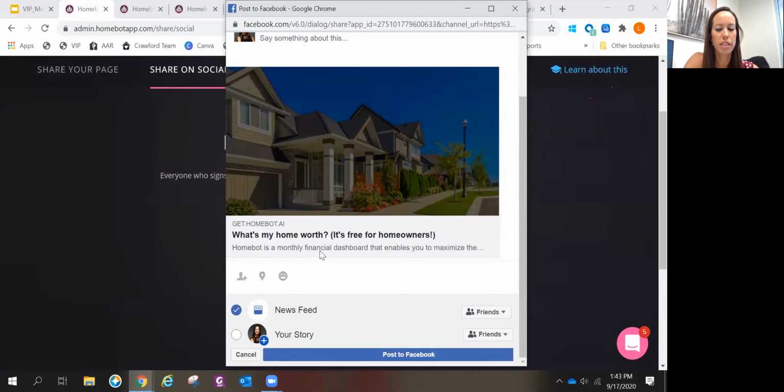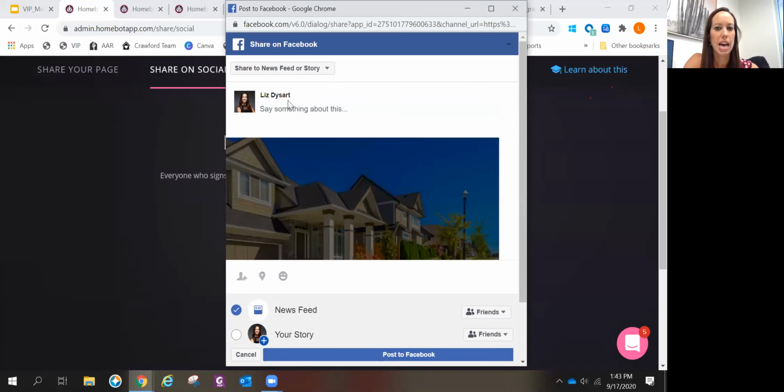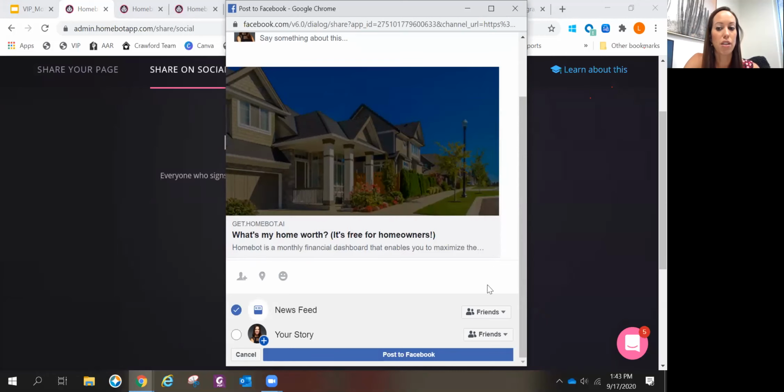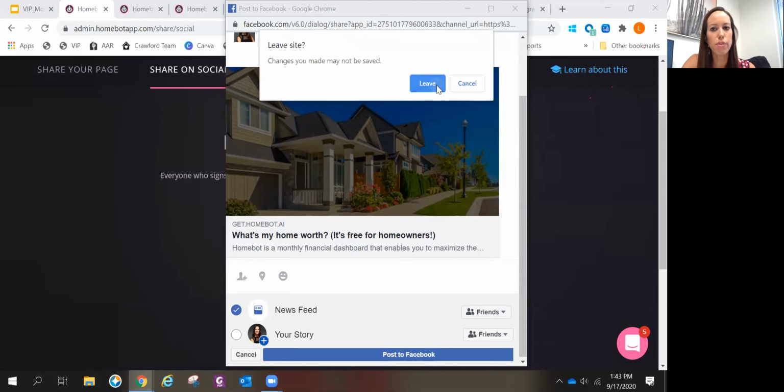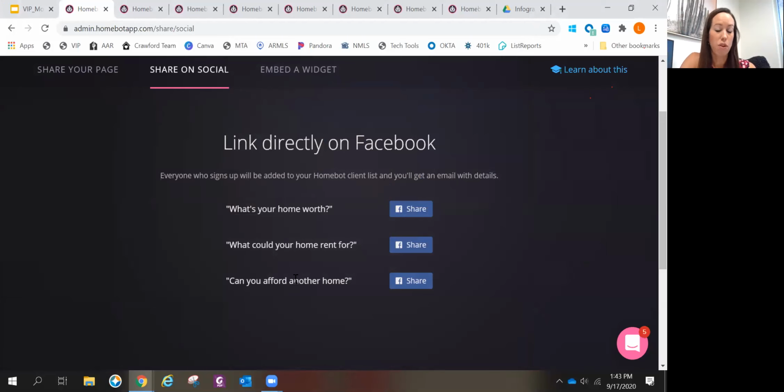It's free for homeowners. It's a monthly financial dashboard, and I could put that to my feed or to my story. I could add any sort of caption that I wanted to introduce it. I can also put it to my friends or to public, which I've had a lot of agents do and get organic leads that way. But by alternating those, maybe one different one every single week in a story or on a post, you can potentially get organic leads that way.